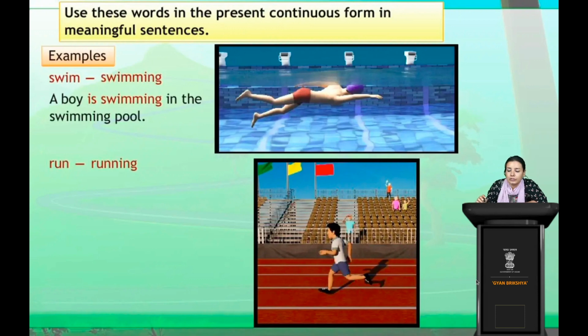You have to remember these points. You have to remember the formula so that you can easily identify any of the sentences, whether swim or run, any of these comes in your exam. You can easily answer the questions quite often.